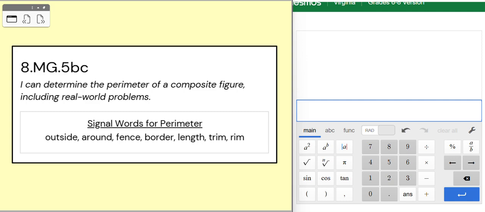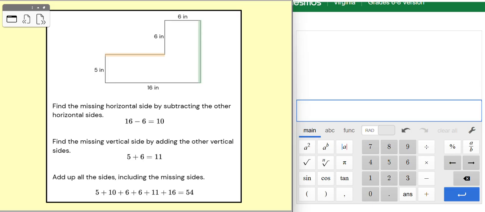Determine the perimeter of a composite figure, including real-world problems. Signal words for perimeter, which means the distance around, are outside, around, fence, border, length, trim, or rim. So let's go on to the next page.